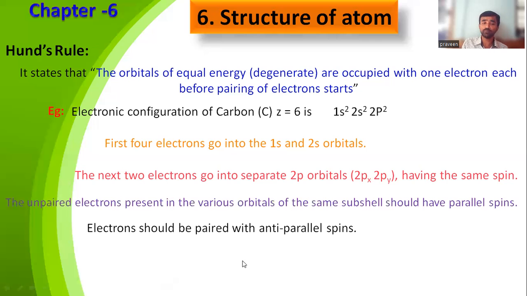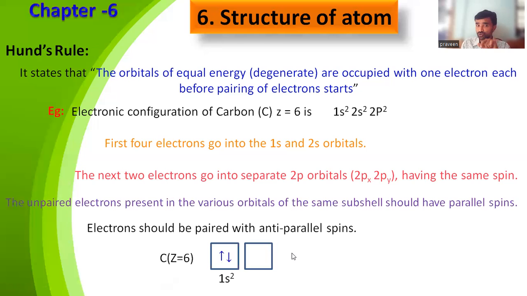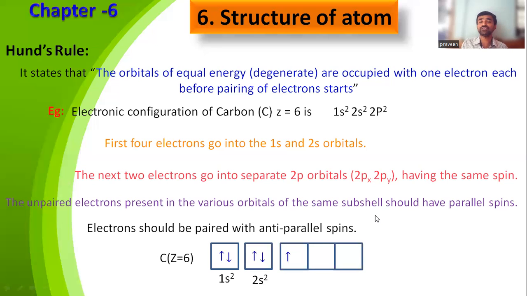According to that, the carbon electronic configuration will be written. First 2 electrons fill into 1s, no problem, so 1s2 is completed. Next 2 electrons go into the 2s orbital with anti-parallel spins, so 2s2 is completed. Next, the degenerate orbitals are found in 2p. The first electron is filled. The next electron does not go into the first degenerate orbital; it goes to the second degenerate orbital, 2py. This is the correct method, not into 2px. So 2px1, 2py1. There is no electron in 2pz, so 0 is written. Are you clear about Hund's rule?